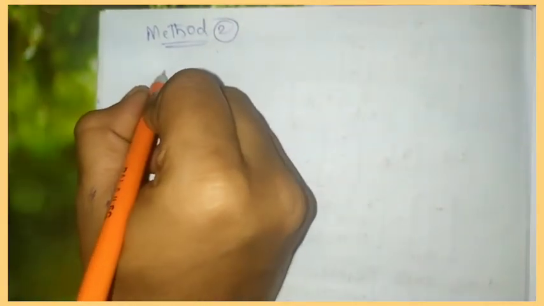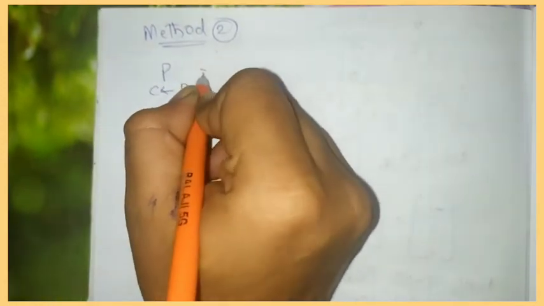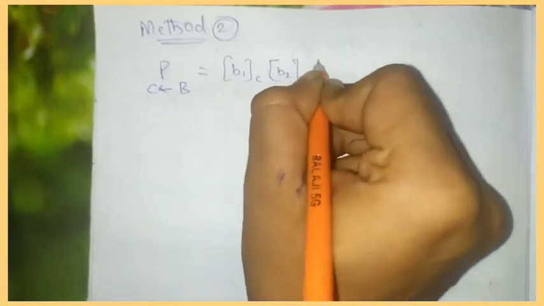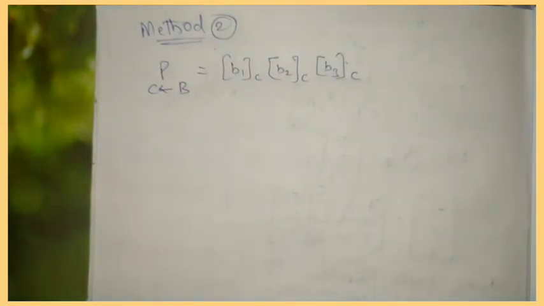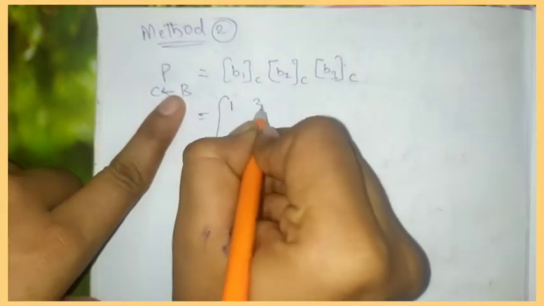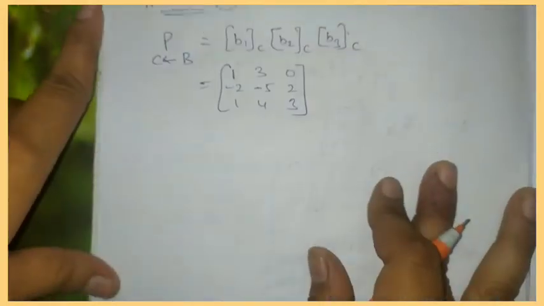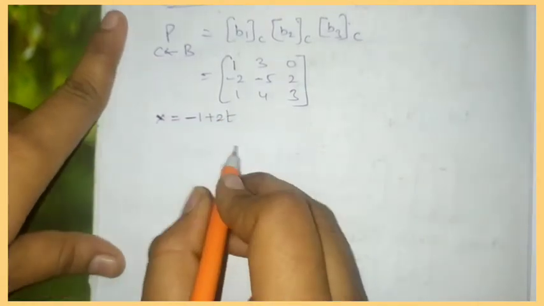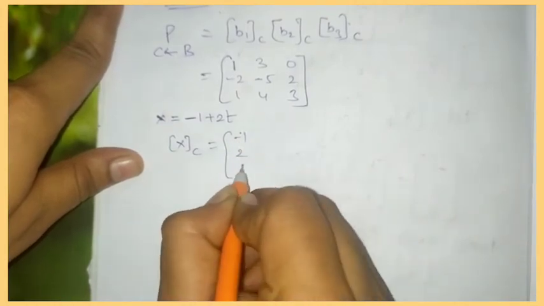Here b2c equal to b1c, b2c, b3c given. Okay, we got this answer as 1 3 0 minus 2 minus 5 2 1 4 3. Okay, here for the second problem, x is equal to minus 1 plus 2t given. If we take x as like this, it will be minus 1 2 0.